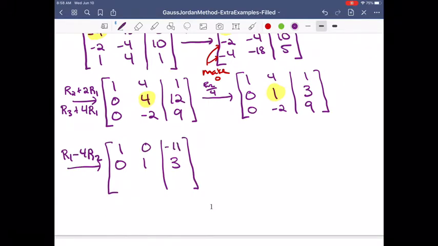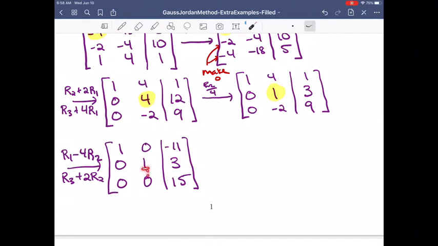Okay, I also want to change the negative 2 in row 3. So I'm going to add 2 of row 2, and then I'm going to get 0 and a 0, and then I have 9 plus 2 times 3, so plus 6. So I'm going to have a 15 there. So I'm done row reducing because I pivoted here. I should move down and over, okay, but I hit the line, so I know I'm done.